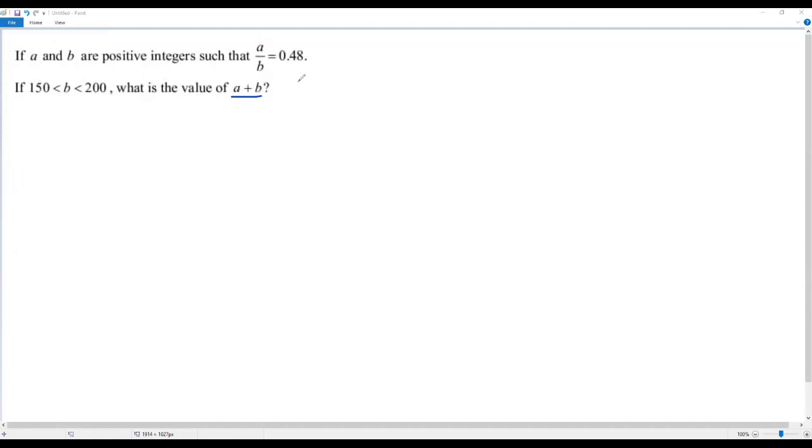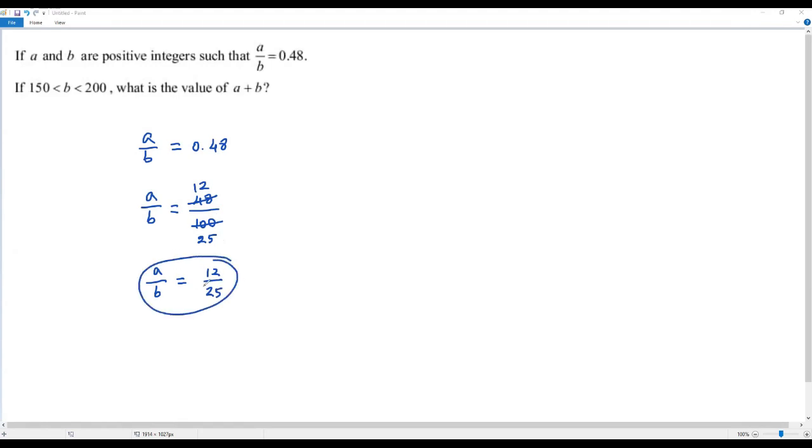Now let me take this, that is, A over B equals 0.48. We can write this decimal as a fraction. Since we have two digits to the right of the decimal point, it can be written as 48 over 100. Now we can simplify this fraction. The greatest common divisor for numerator and denominator is 4. That is, 4 goes into 48 12 times and 4 goes into 100 25 times. So the ratio of A over B equals 12 over 25.